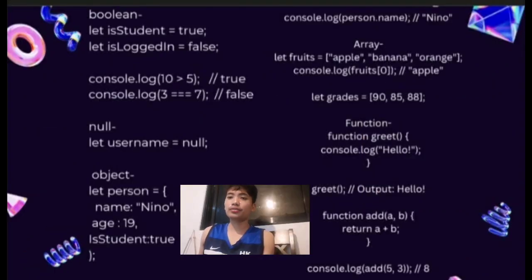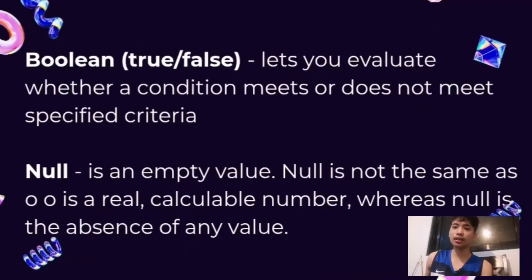So let student is equal to true, semicolon, and let sLogin is equal to false. So console.log, open parenthesis, 10 is greater than 5, close parenthesis, semicolon. So the answer here is true because it meets the condition. The correct answer is true. So console.log, open parenthesis, 3 is equal to 7, close parenthesis, semicolon. So 3 is not equal to 7, so the condition is not met. So the answer is false. That is the Boolean.